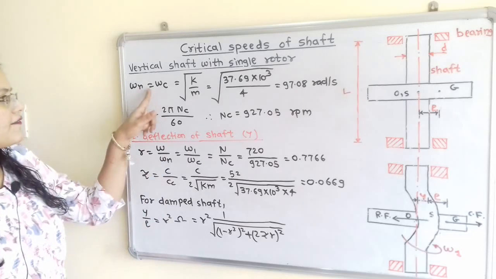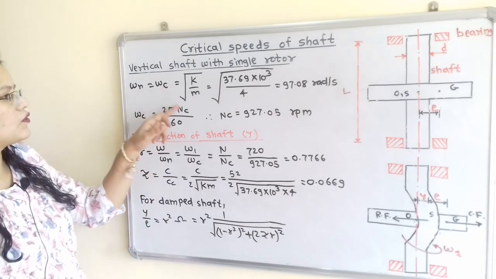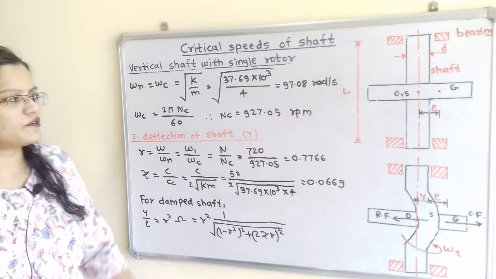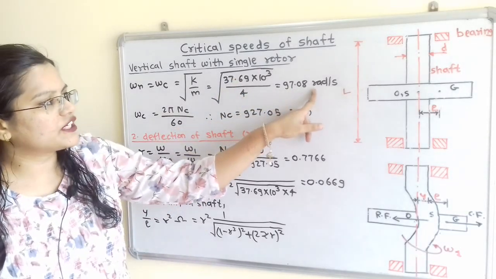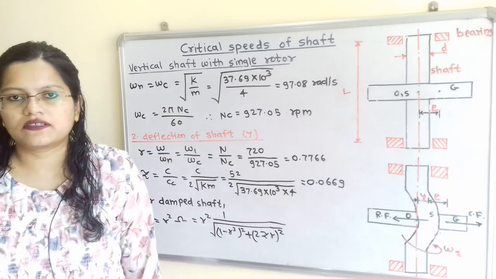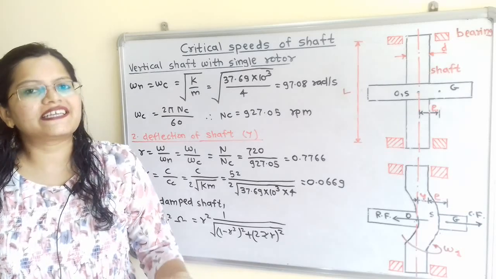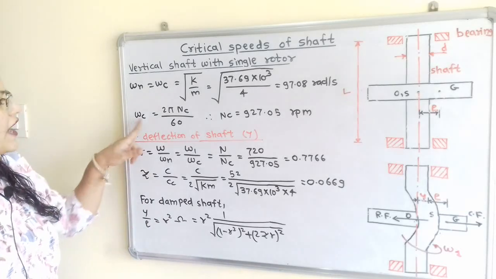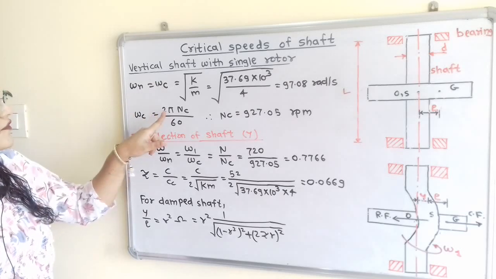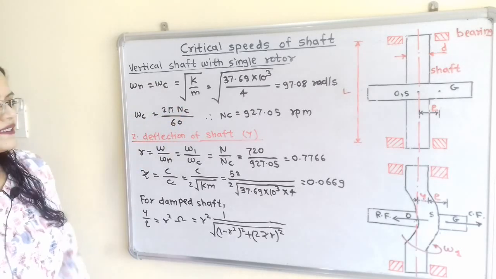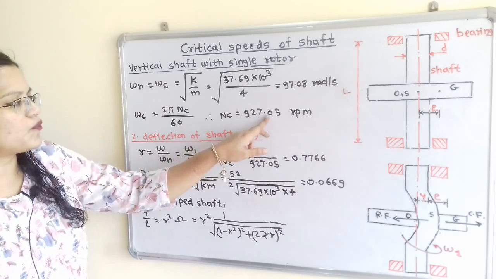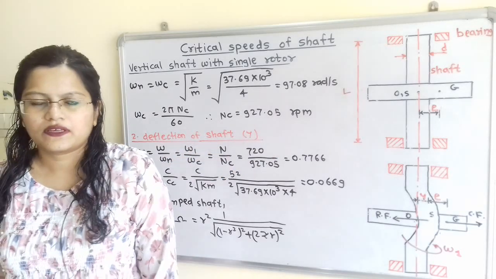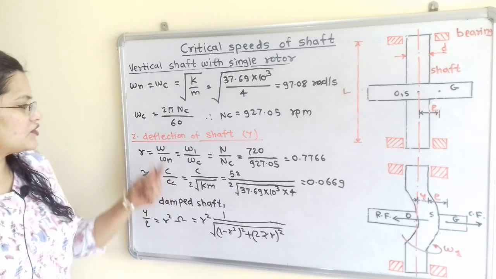Omega N is equal to omega C, which is equal to square root of K by M. When we put in the values, we get 97.08 radians per second. Now we have to find the critical speed, that is NC. We have the relation omega C is equal to 2 pi NC by 60, and therefore NC is equal to 927.05 rpm. Now we will move to the second question.